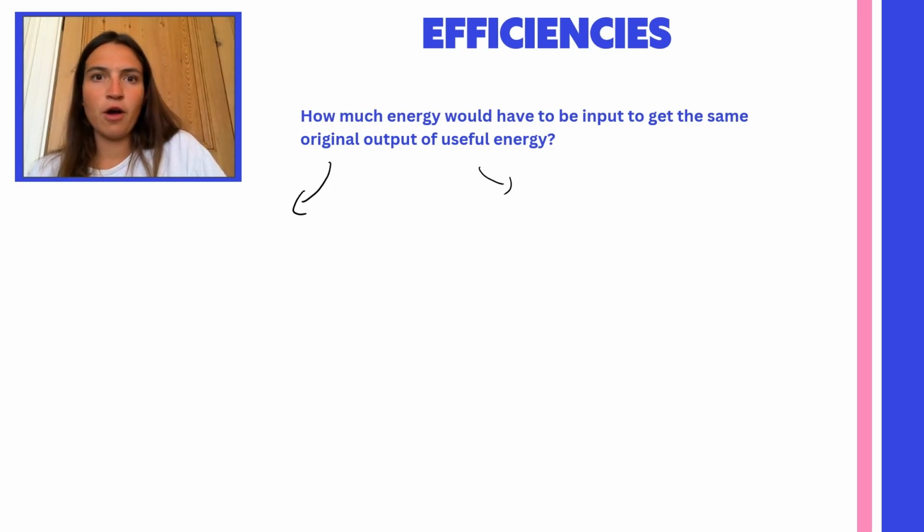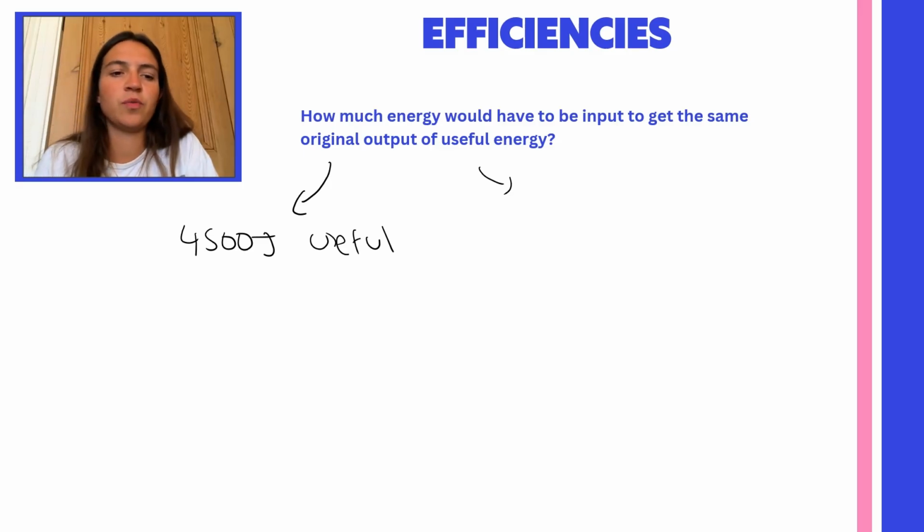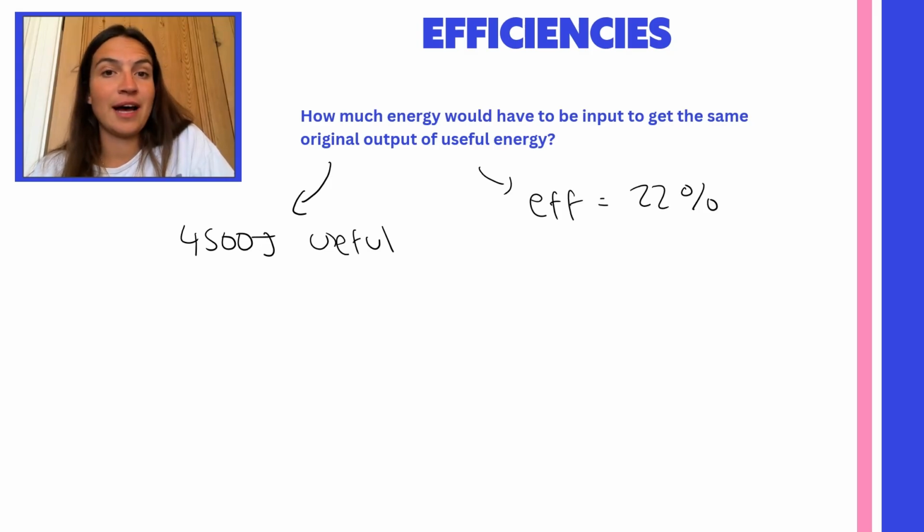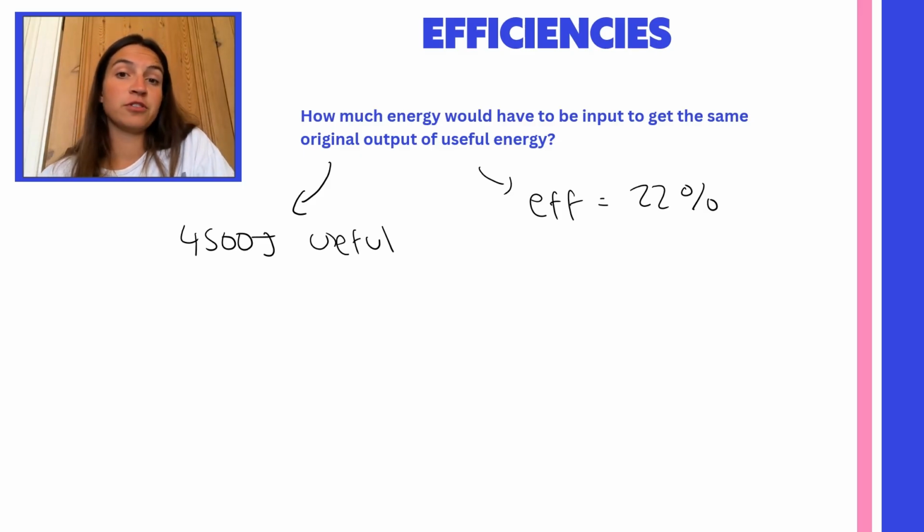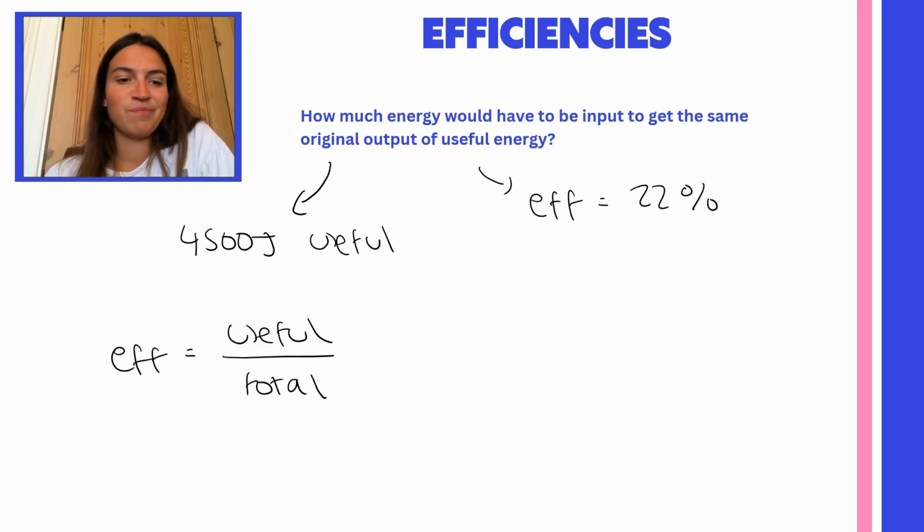So remember, originally my useful energy, and I've just taken this from the previous question, was 4,500 joules. And now my kettle has this efficiency of 22%. Okay, so I have to work out how much energy in total I'm going to have to put in to get 4,500 joules out of this kettle, which is 22% efficient. So I look at my efficiency equation again. Efficiency is useful over total, and I'm going to fill in the gap.